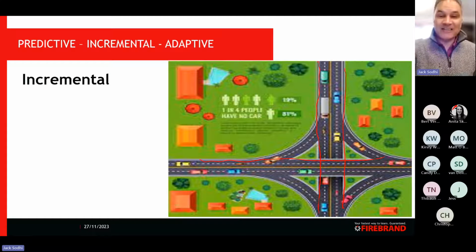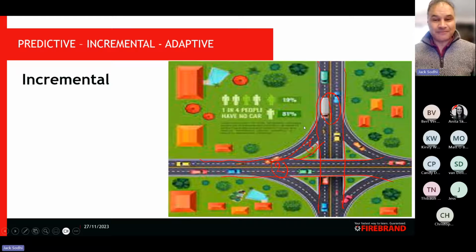build that road in its entirety, and we can hand this road up as increment 1, then that one increment 2, then let's join this one together, and that becomes increment 3. So we do things in increments, but we're still using the predictive approach.